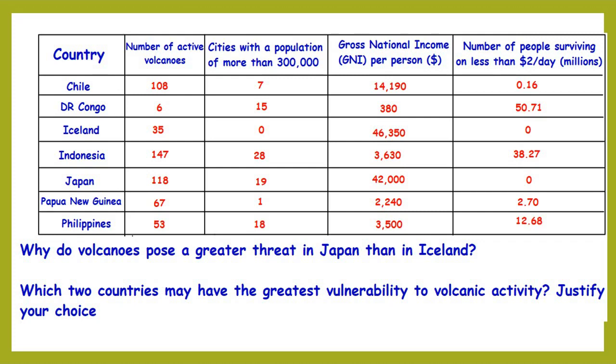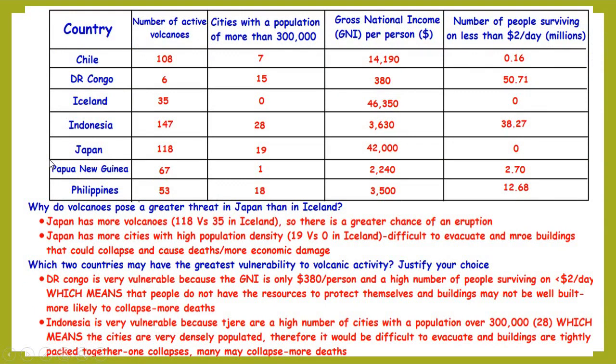Okay, so I'm going to give you a couple of examples of answers that you might have given. Now, I'm only going to go through 2 examples for each one. There are more than 2. But to give you an idea, why do volcanoes pose a greater threat in Japan than in Iceland? So if we take a look at the number of volcanoes first off, Japan has got 118 volcanoes, Iceland's only got 35. So Japan has more volcanoes, 118 versus 35, so there is a greater chance of an eruption, okay, because it's a why question. So don't just make a statement, say why it's that the threat is greater in Japan.